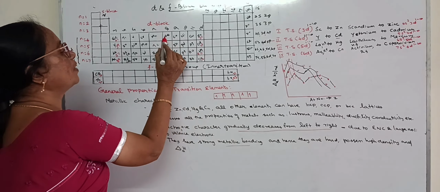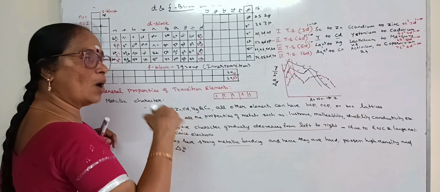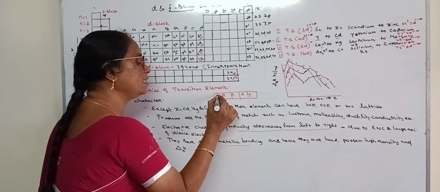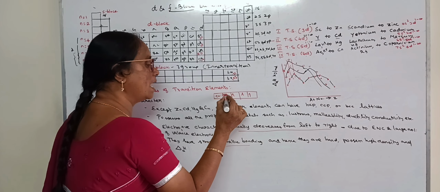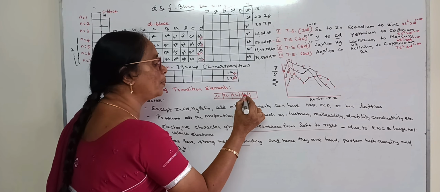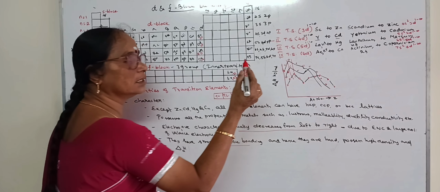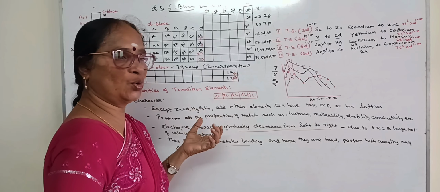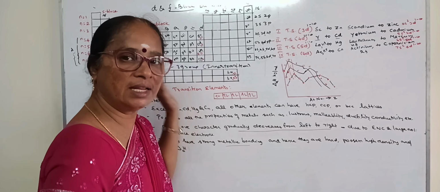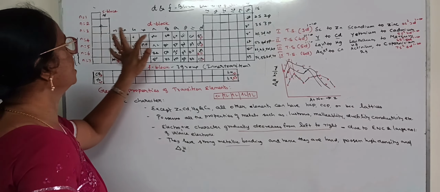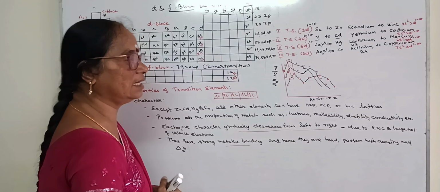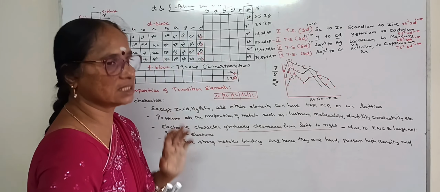But when we move from iron to zinc, what happens? The pairing of electrons takes place. So for iron it becomes 26, cobalt 27, nickel 28, copper 29, zinc 30. In this case you may find the number of unpaired electrons first of all increases from scandium to manganese, and then the number of unpaired electrons decreases from iron to zinc.